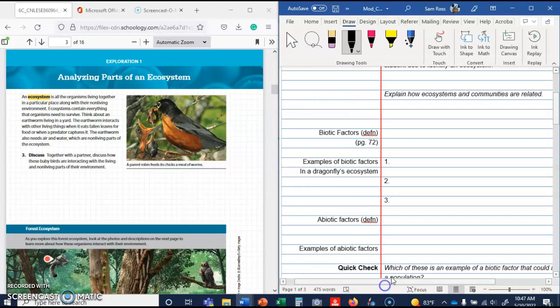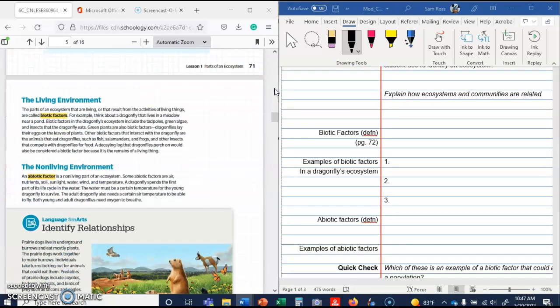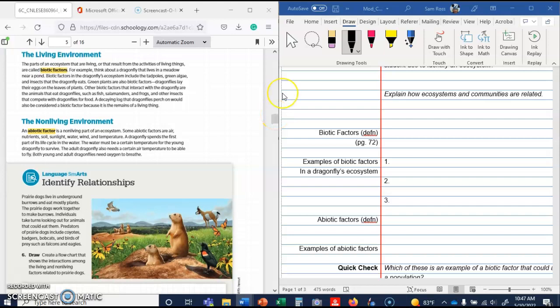Okay, so let's go back this way. And we're on page 72. That's 71, this is 72. So we're here at the top. I don't think you can see my cursor and it won't let me mark on the screen. So that's lovely.